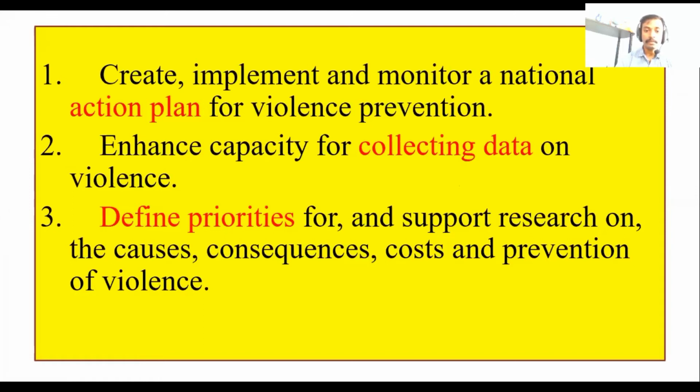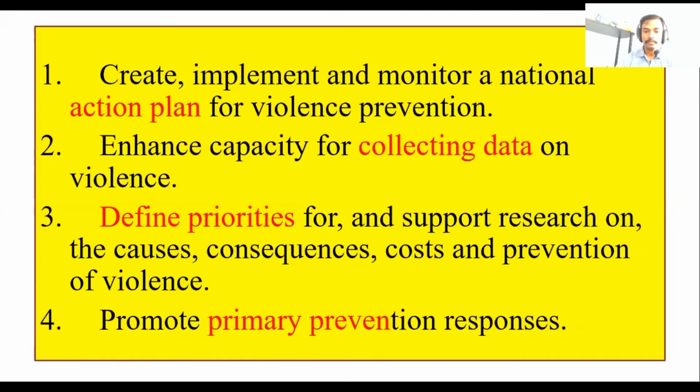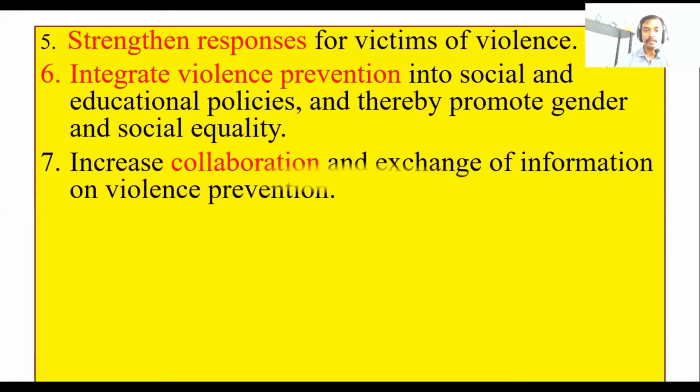Then define priorities to prevent the violence. Then promote primary prevention, which is a very important one. So before the crime, try to stop it, protect the people from the criminal consequences. Then strengthen response. For example, anywhere a crime is done, a quick response is essential.